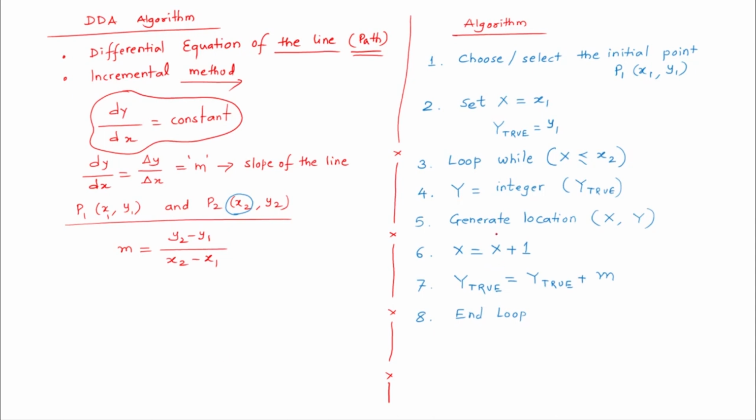The next step is we have to generate the location capital X and capital Y. We have to note it down. Then we have to increment X by 1 unit. Y true would be changed by Y true plus M. Then there is the end of the loop.